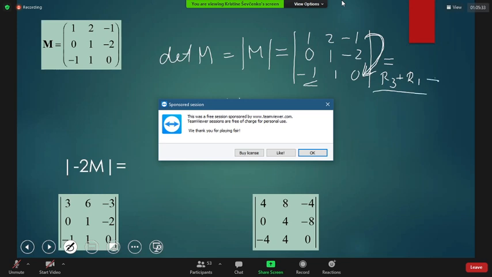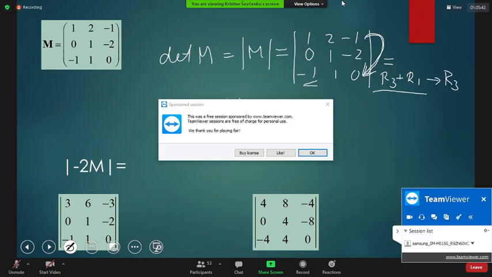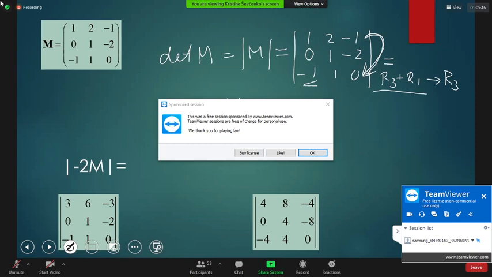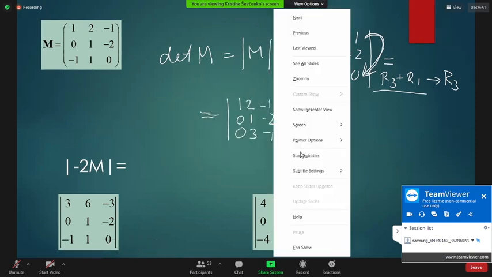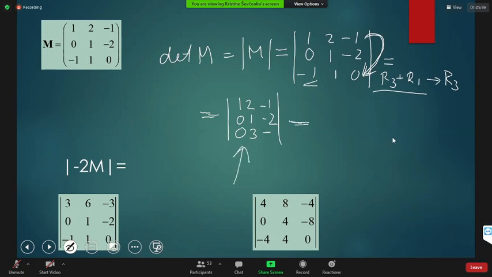So we could write row 3 plus row 1 is placed in row 3. 1 added to minus 1 is 0, which is why we did it. Now 2 plus 1 is 3, minus 1 plus 0 is minus 1, adding the first row down to the third row. And now we can expand it using the first column, and that would be 1 times its minor only. So 1 minus 2, 3, and I lost.